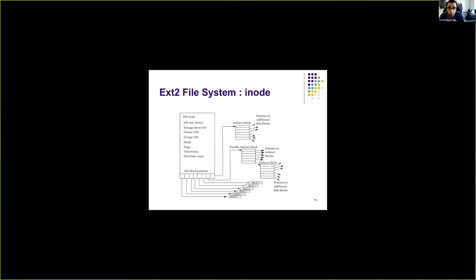We also contain a pointer to an indirect block, which, as the name suggests, is an indirect block that stores pointers to additional disk blocks. Similarly, we also have a pointer to double indirect blocks that store pointers to indirect blocks. Finally, we also have triple indirect blocks that store pointers to double indirect blocks. So this allows the file size in an ext file system to be very large.